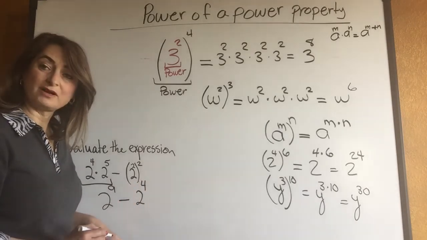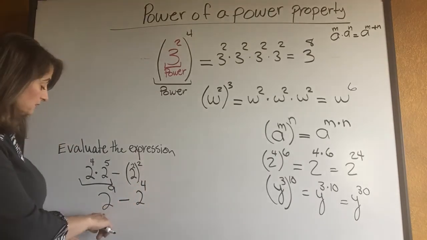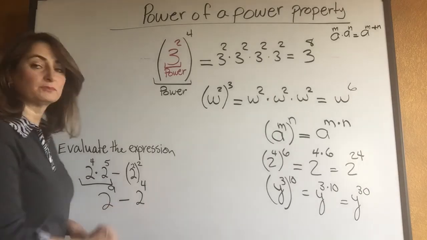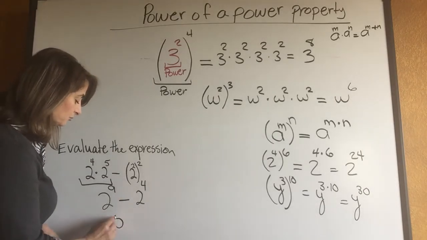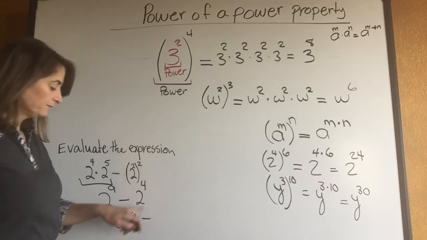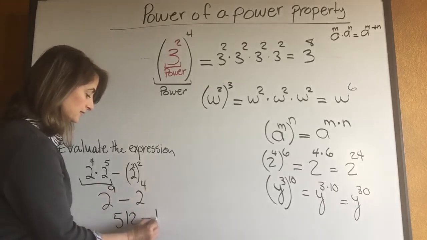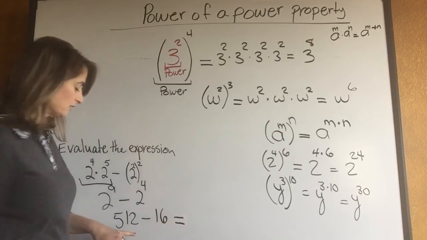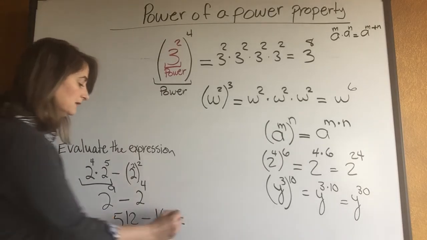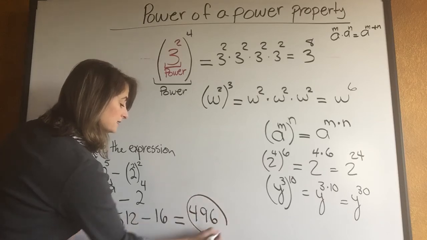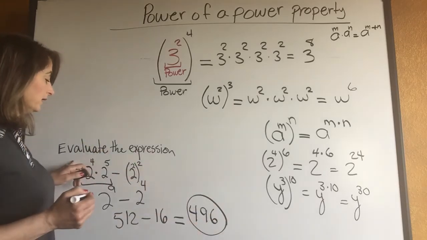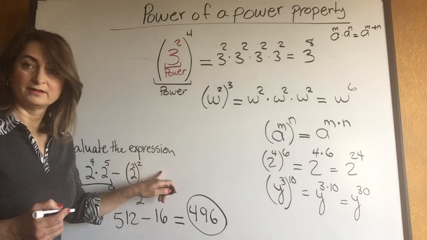Now according to order of operations, you have to evaluate the exponent first before you subtract. 2 to the power of 9 is 512. Bring the minus down. 2 to the power of 4 is 16. Now you can subtract them. 512 minus 16 is 496. This is your answer, or when you evaluate the expression.